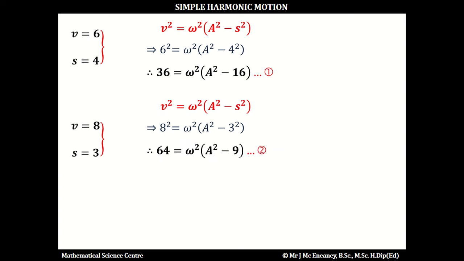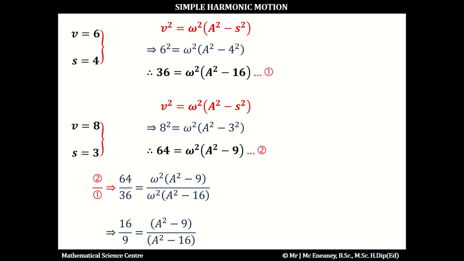So we have a system of 2 equations with 2 unknowns. To solve these simultaneously, we can divide equation number 2 by equation number 1. So 64 over 36 equals omega squared times (A squared minus 9) all over omega squared times (A squared minus 16). Now on the right hand side, the omega squareds cancel. On the left hand side, if we divide top and bottom by 4, you get 16 over 9. So 16 over 9 is (A squared minus 9) over (A squared minus 16).